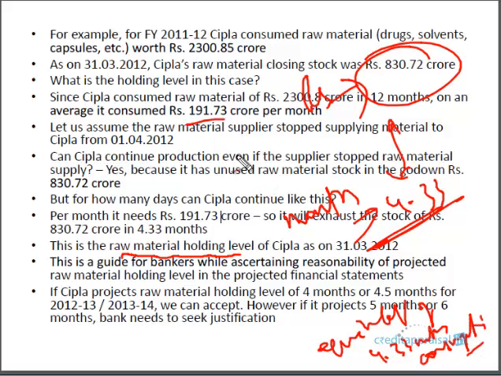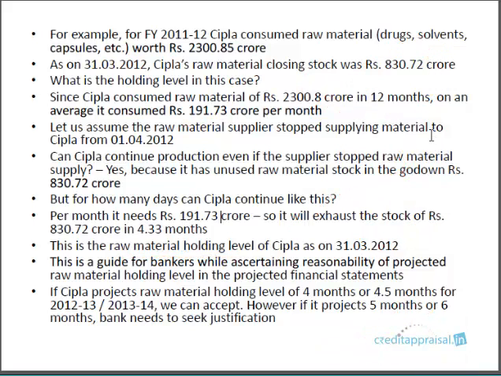So per month supply is going to consume 191.73. 4.33 months is going to consume what, 830.72 crores. So this is equivalent to 4.33 months of consumption. This is how bankers convert the absolute amount into holding levels in months. Once bankers convert the balance sheet figures into months, then they can make an assessment. So okay, 4 months, is it reasonable? Okay, it is reasonable. For the past 2 years, Cipla is maintaining around 4 months. The pharma industry in general also maintains 4 months. So this is acceptable.